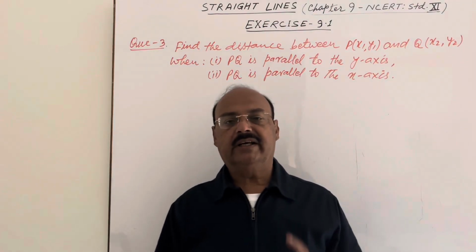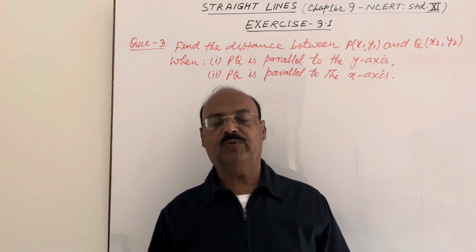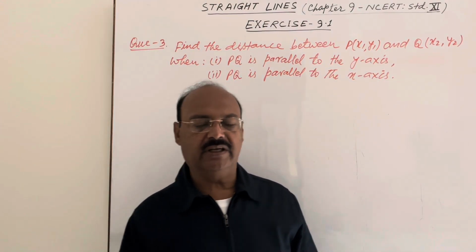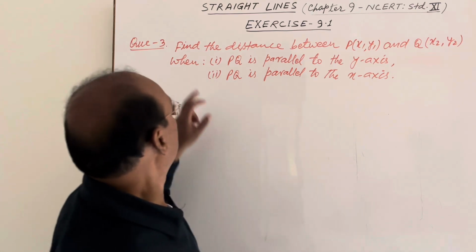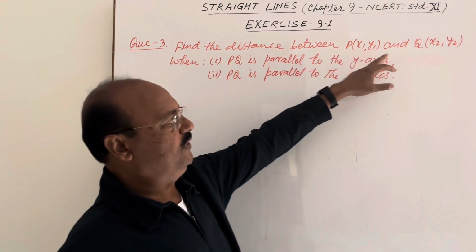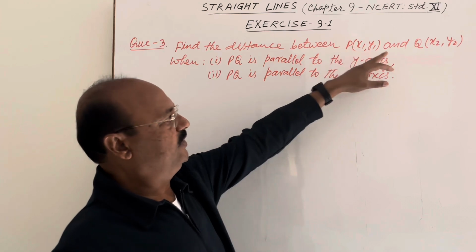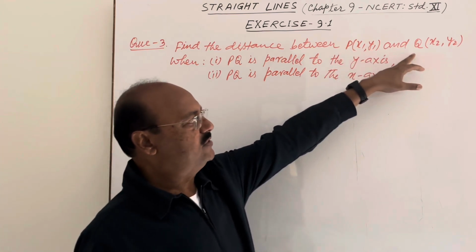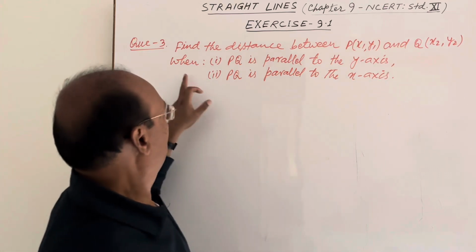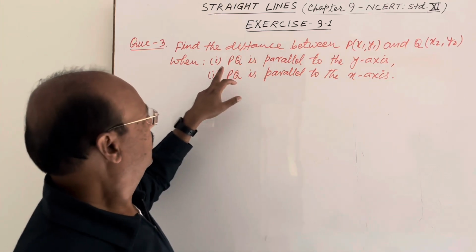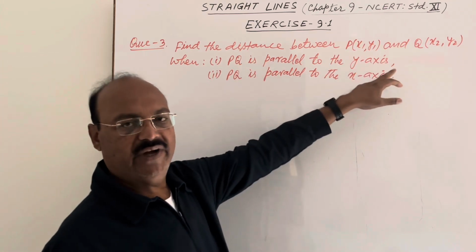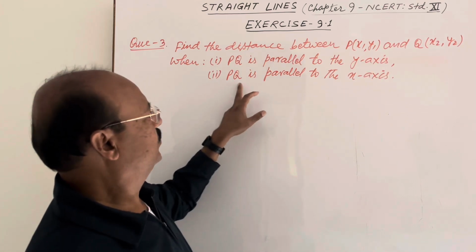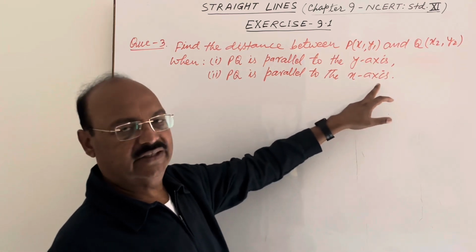Here we are discussing third question from exercise 9.1 of the chapter straight lines. The question is: find the distance between P and Q. Coordinates of P are x1, y1 and coordinates of Q are x2, y2. There are two cases: when PQ is parallel to the y-axis, and second, when PQ is parallel to the x-axis.